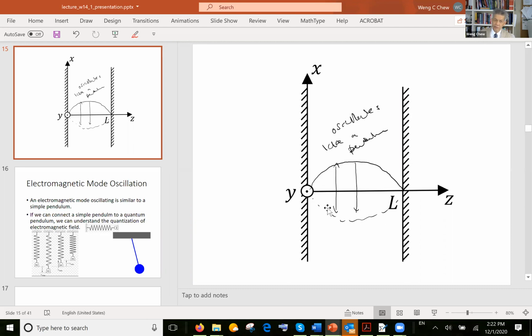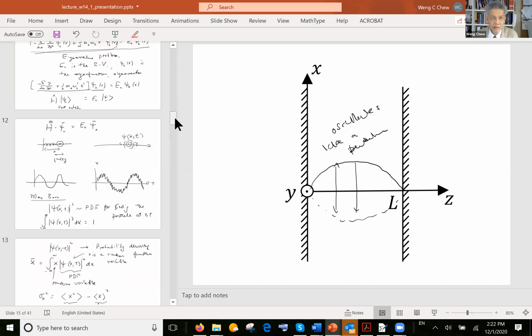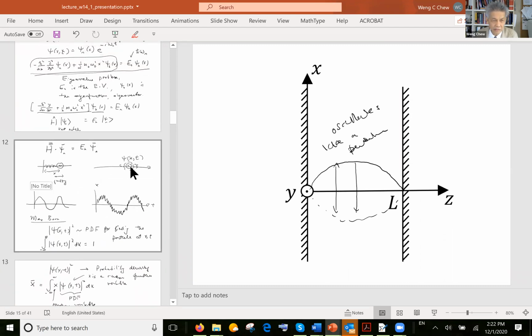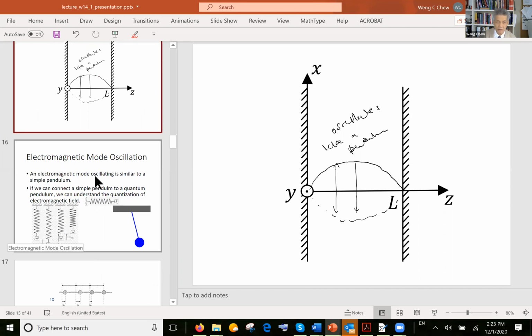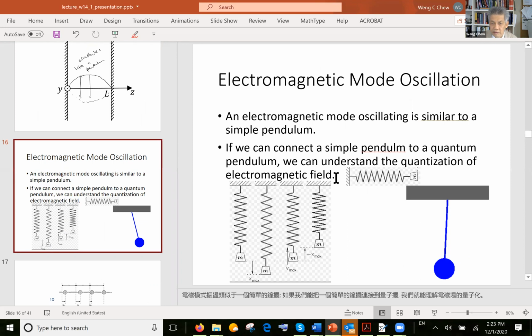But in the quantum world, we have to replace this classical pendulum with a quantum pendulum, in the sense that the classical description of a pendulum is not enough. We have to replace it with a quantum pendulum and describe that quantum pendulum with a Schrodinger wave equation. So this particular mode will oscillate back and forth, and it looks like a simple pendulum. And in the quantum theory of light, what we need to do is to replace this classical pendulum with a quantum pendulum. So we have to understand the quantization of a simple pendulum in order to understand the quantization of light.